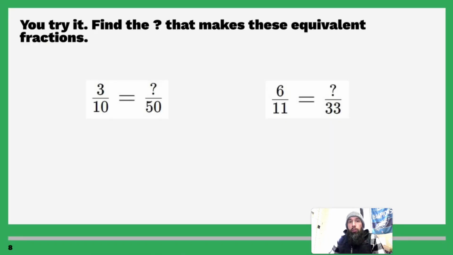Try it again. Pause the screen, write these out, unpause it when you're ready, check your work. Welcome back. 3 out of 10 equals what out of 50? Well, I have to ask myself, what do I multiply to the top and the bottom that turns 10 into 50? Well, I have to multiply 10 times 5 to get 50. So 3 times 5 is 15. 10 times 5 is 50. So 3 out of 10 equals 15 out of 50.